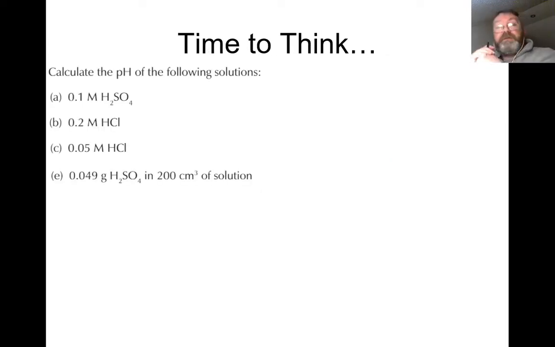Okay, so I'm going to ask you to pause. I'm going to ask you to try these questions here. They're quite straightforward, but please remember that check and see, are they mono, di or triprotic acids? Adjust the concentration of H+ before you shove it into the formula, because usually the concentration of the acid and the concentration of the H+ are in a ratio of whatever number of H+ are in the molecule to one molecule. Okay.